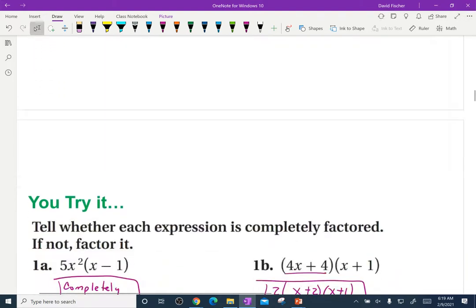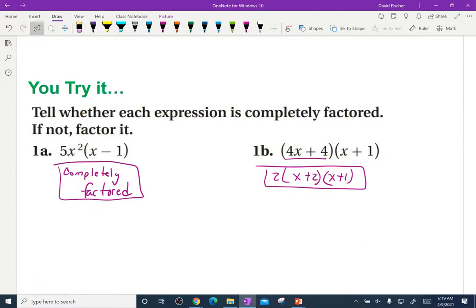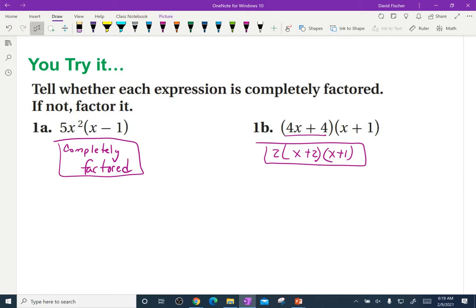Okay, let's see how you did. I got completely factored for the first one, and just like our example up there, I factored a 2 out of the second one. Now all these things need to come together. If they asked me to check my answer, then I could take 2 times everything in this bracket and then do FOIL times that bracket.